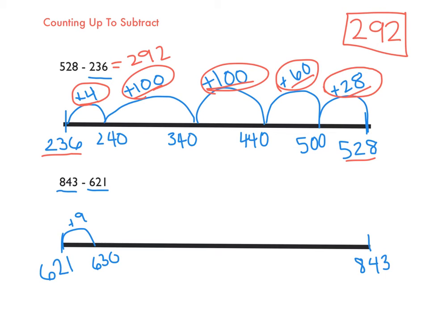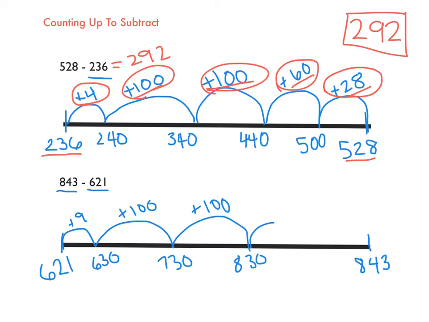Okay, now let's talk about our hundreds. We can add 100, and that'll give us 730. And if I add another 100, now I have 830. Okay, now if I add another 10, I'll have 840. And then if I add 3, I'll get to 843. Okay, so now we just need to count up all of these numbers.